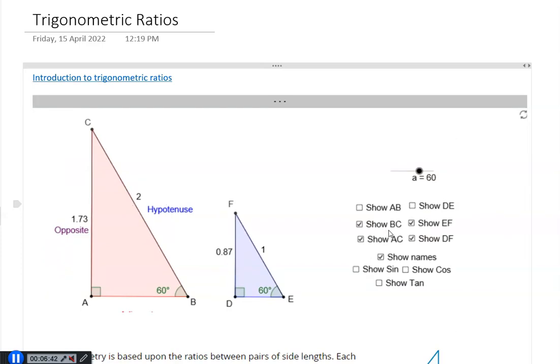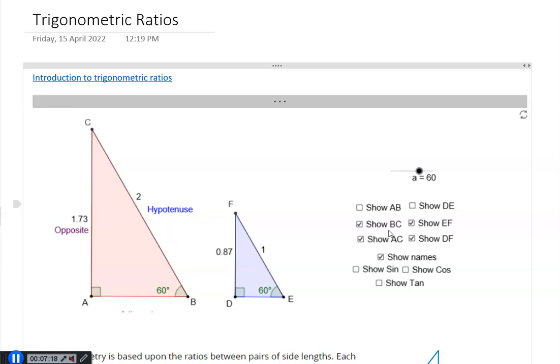Now, first question is, are they similar triangles? Yes. How do you know? Right angle? Do they both have a right angle? Yeah. Good. Are the hypotenuses in the same ratio? Yes. Well, they have a ratio, yes. What about the opposite sides? The 1.73 and the 0.87. Are they in the same ratio as the hypotenuses are?